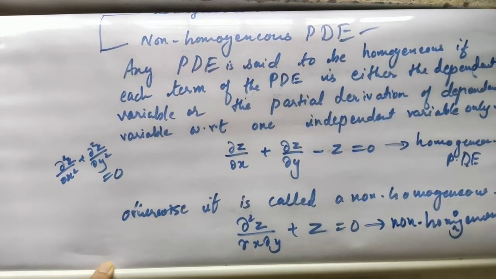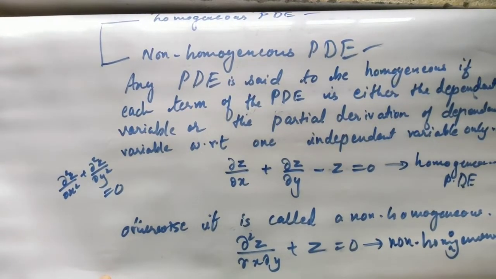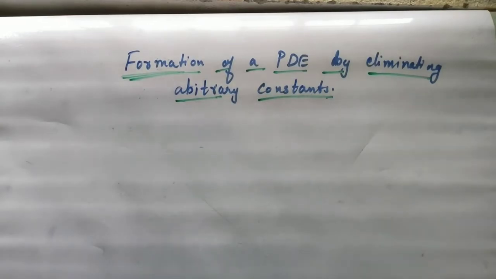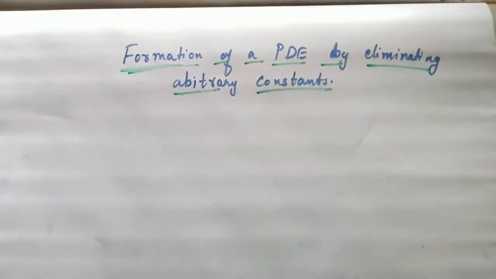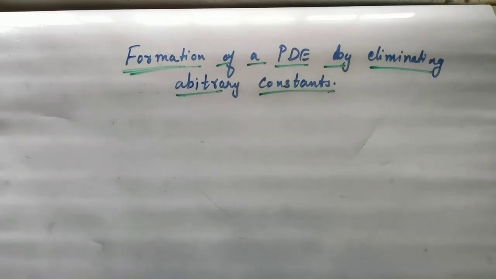equation. So let us first understand the next topic, that is formation of PDE, then we'll start with the problems. Starting the new topic of module 3, that is formation of a PDE by eliminating arbitrary constants. Previously we just saw some basic points that you had to know about a PDE. Now let us continue. How do you form a PDE by eliminating arbitrary constants?